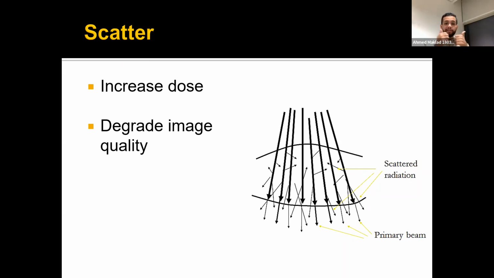So you decrease scatter, that's good. How do you decrease scatter? Using this slit thingy, all right? That's basically what scatter does, right? Decrease scatter, improve image quality, decrease the amount of radiation that the patient receives.